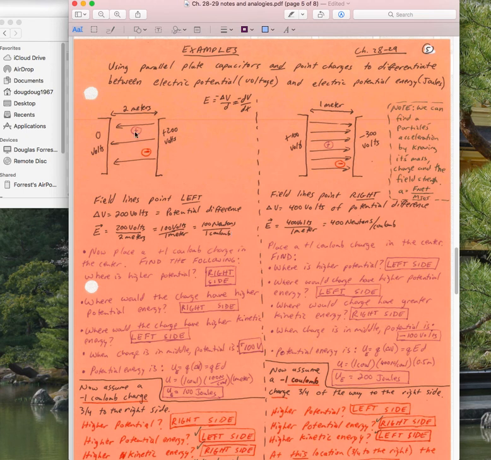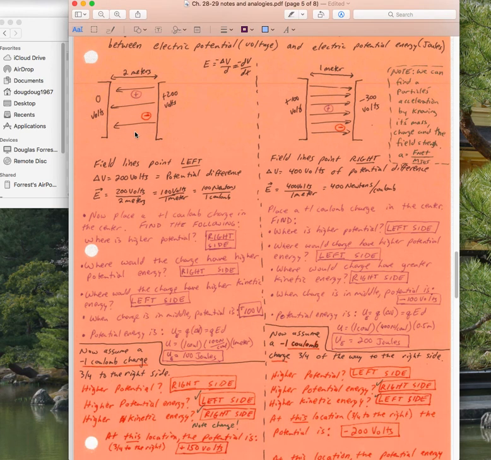So now if we placed this plus 1 coulomb charge in the center, the higher potential or the higher voltage would be on the right-hand side. So over here. And where would the charge have higher potential energy? Also here on the right-hand side.